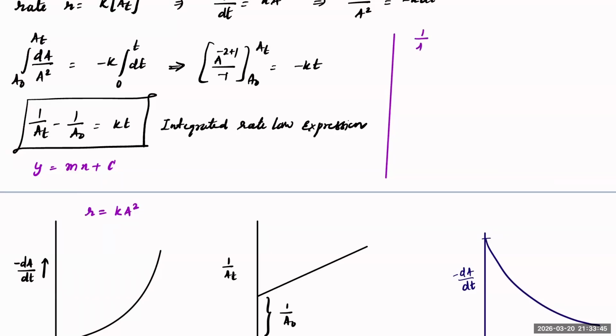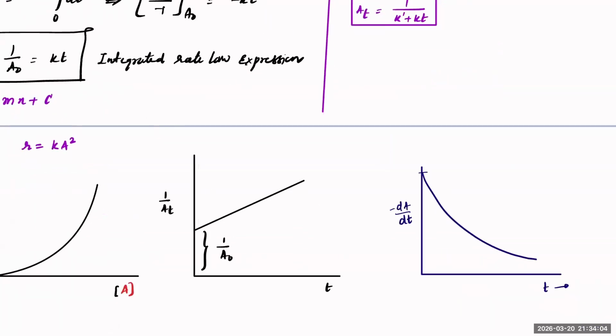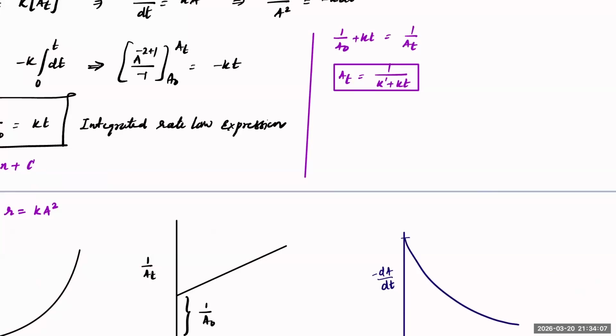Got it? 1 by A naught plus KT is equal to 1 by AT. So therefore, AT is equal to 1 by A naught, which is some constant, plus K into T. So it is like inversely proportional. So if I compare this term here and I need to square it, for example, if I take minus dA by dt, which is the rate, that rate will be equal to k into AT square, which is 1 by (k dash plus kt) whole square.